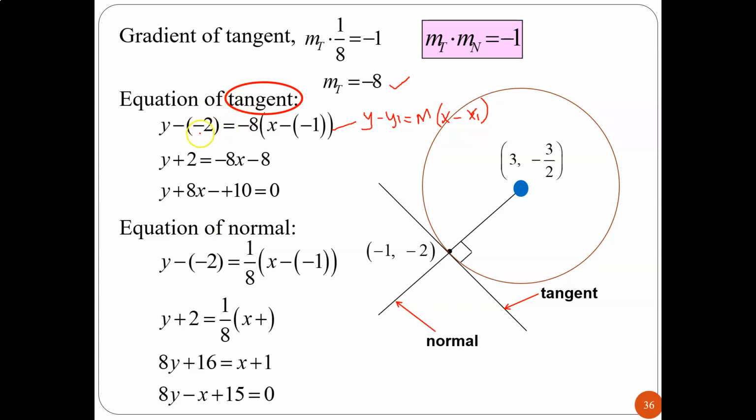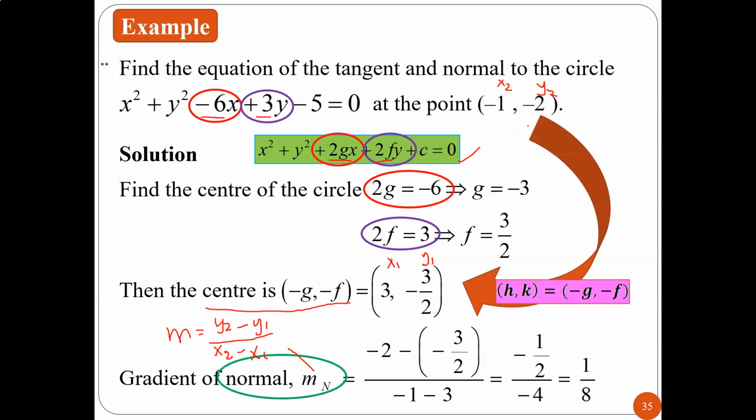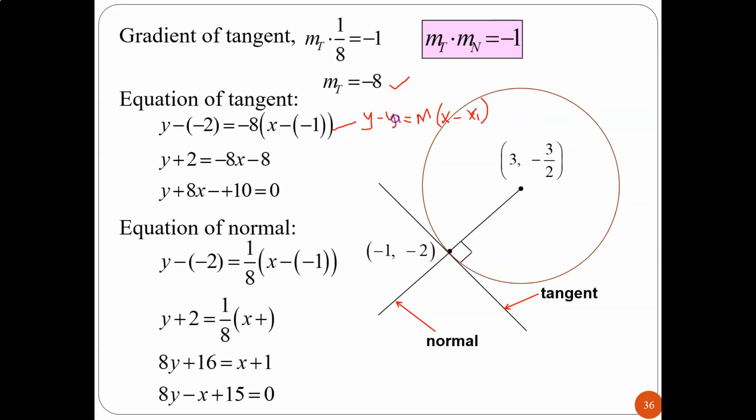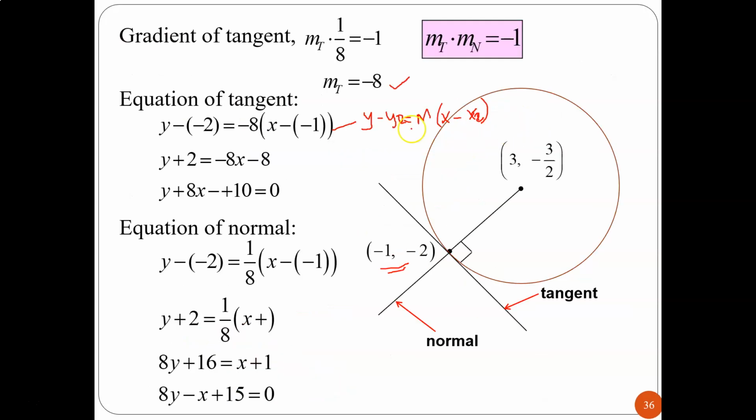Oh, this one, you see over here, -2 and -1. This is actually from this one, yeah? This is the x2 and y2, sorry. You put in x2 and y2. You substitute using the point that was given. This point, the original point, the point given in the question. Okay, not substituting using this one. This is the center. We substitute using this point. So you substitute in this form of equation.